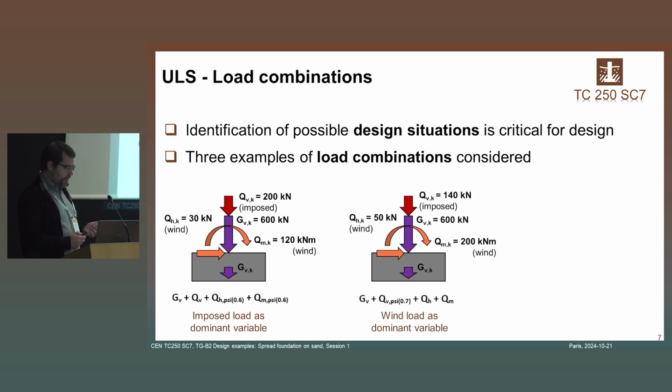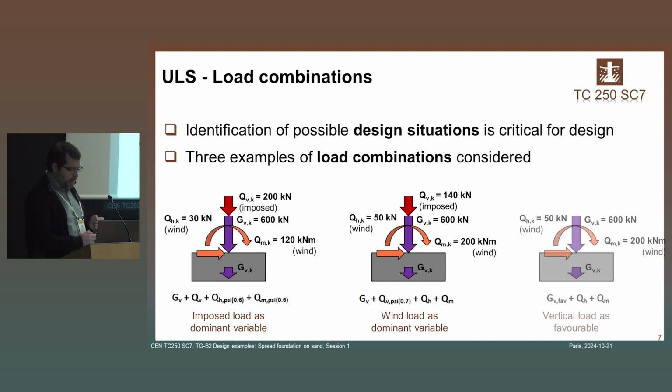Then the second case we can consider is where wind loads are actually a dominant variable, so the horizontal action and moment acting on the foundation, and the third one where vertical load is acting favorably. So this is actually the case we have to consider, for example, for sliding purposes, or if we want to increase the eccentricity, considering that check for a higher eccentricity value of the load.